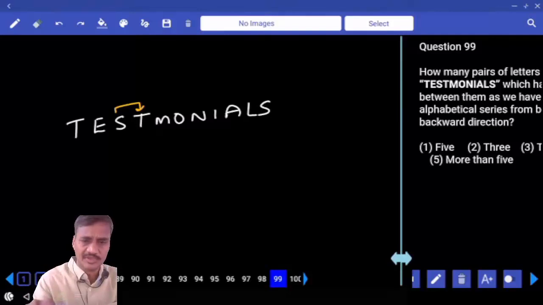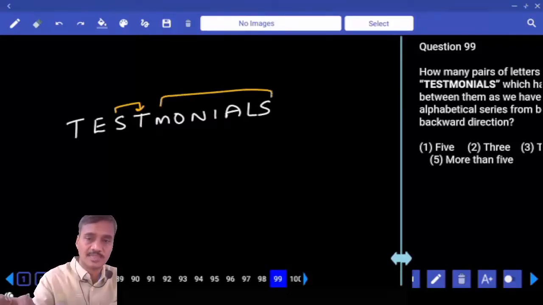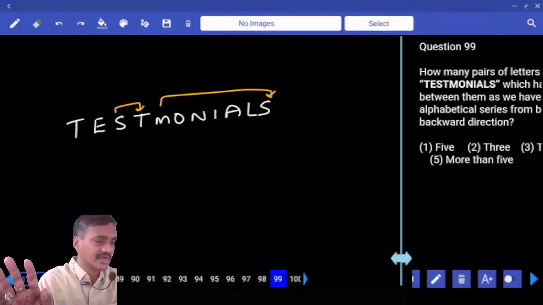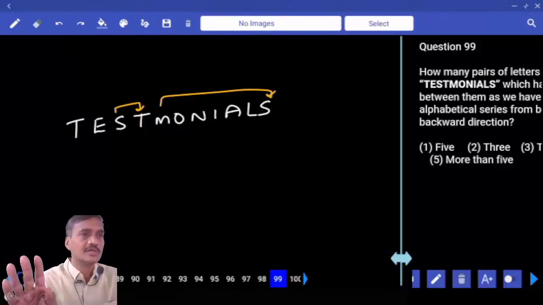M N O P Q R S. N O P Q R S. And O P Q R S T. N O P Q R. That's it. I J K. From left hand side to right hand side, there are only two we have.